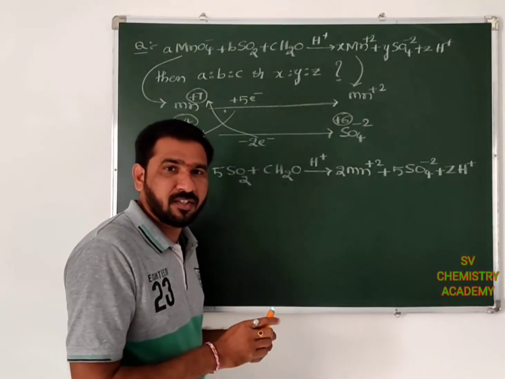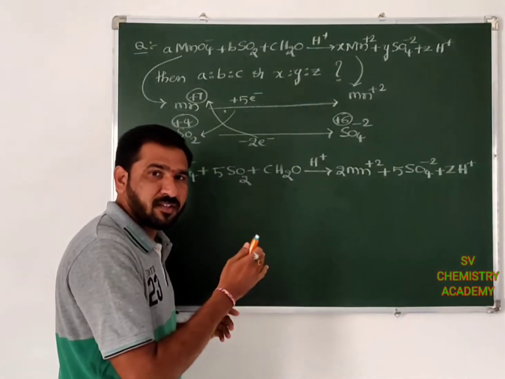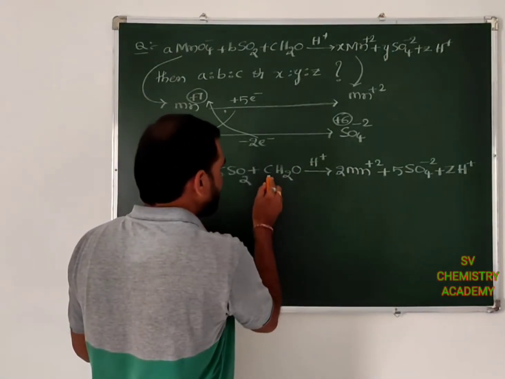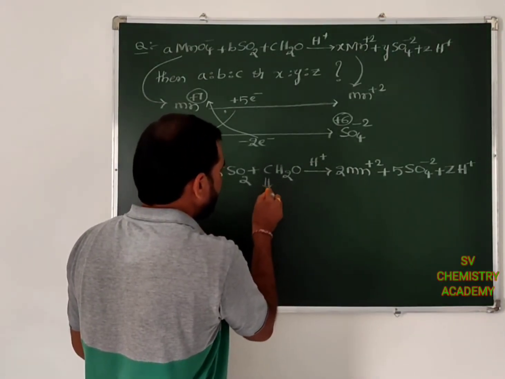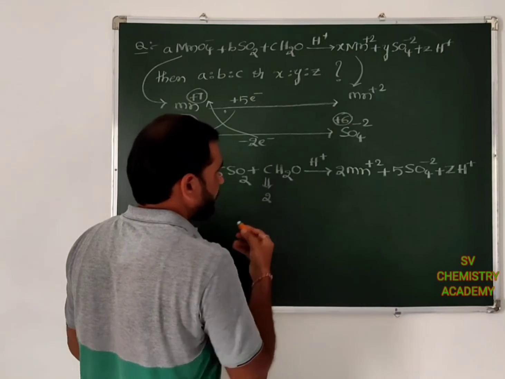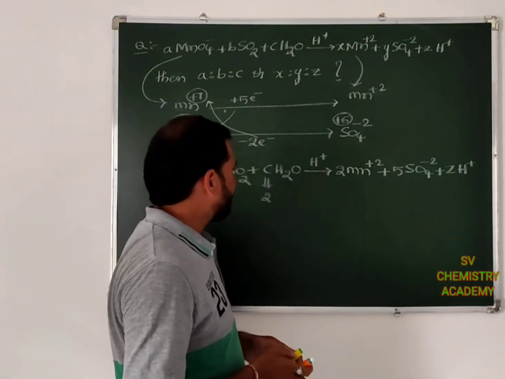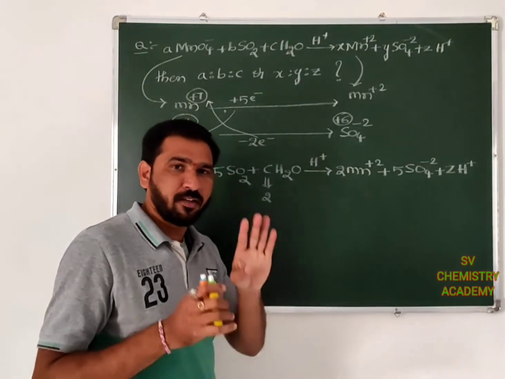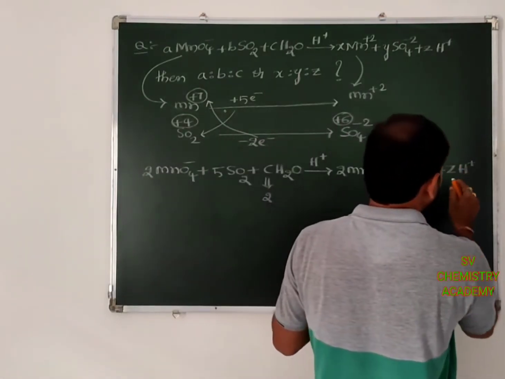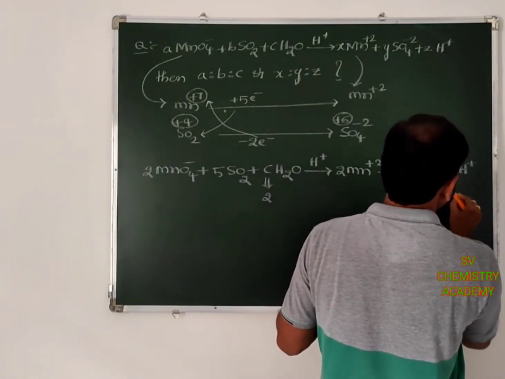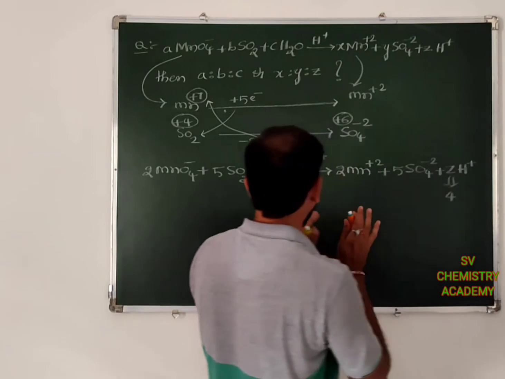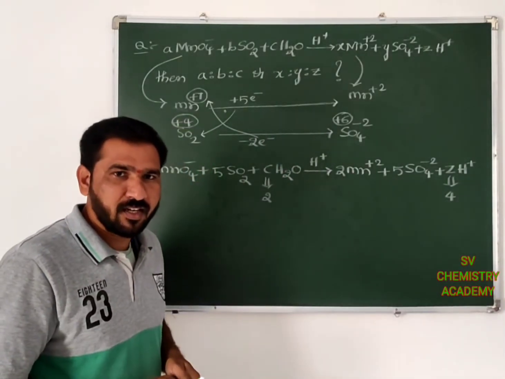Which side deficiency is there? Left side. How many deficiencies is there? 2. So instead of this we need to take 2 moles. If you take 2 moles here, on the left side how many hydrogens are there? 4. On the right side, instead of Z we need to take 4. That's it. Is it clear?